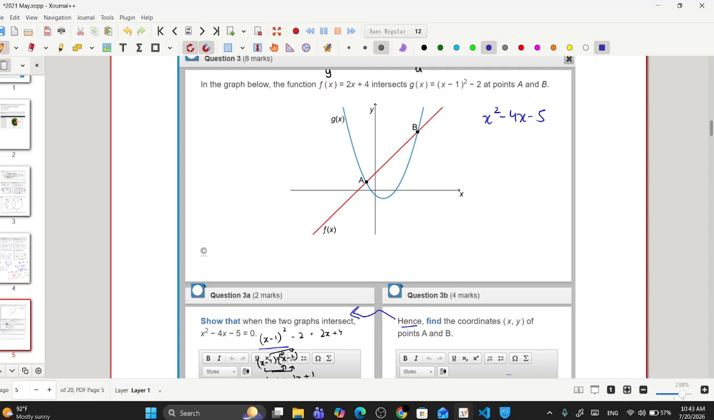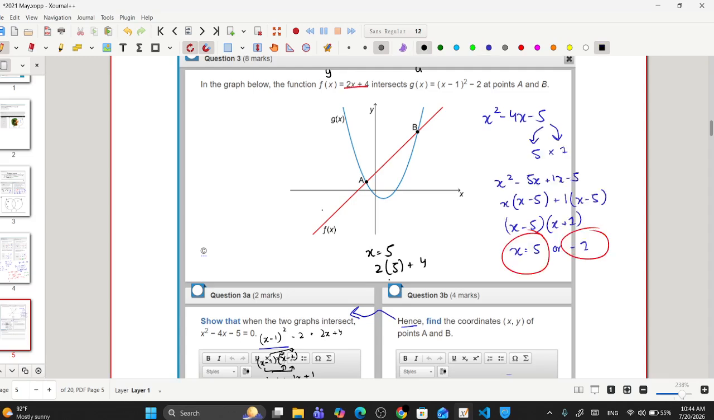Now we have to substitute these two values of x into the linear equation 2x plus 4. So basically, when the x value is 5, you get 2 multiplied by 5 plus 4. 2 multiplied by 5 is basically 10, plus 4 gives us the answer of 14. So when x equals 5, y equals 14.